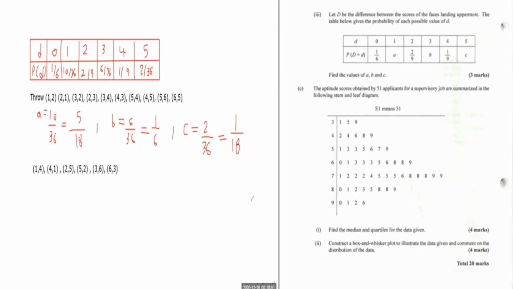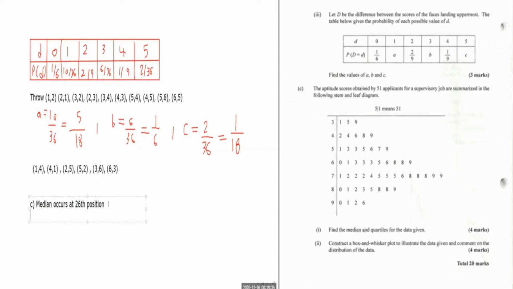Now it says, the aptitude scores obtained by 51 applicants for a supervisory job are summarized in the following stem and leaf. It says find the median and the quartiles for the data given. It's 51 applicants. So since it's 51 applicants, the median occurs in the 26th position. So this is for part C. The median occurs at the 26th position. So that's how we're going to find the median. We're going to look for the 26th score.